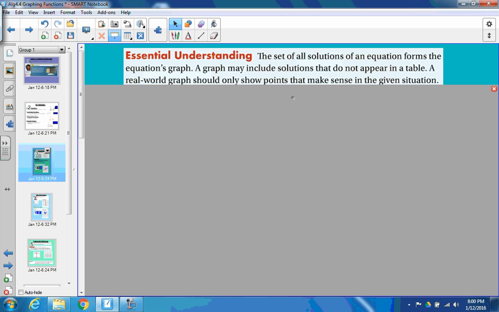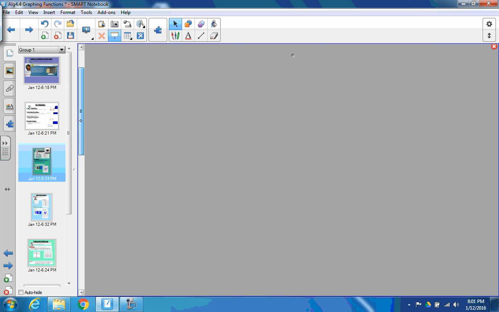So let's start off. Let's just read through something that you need to know, something that kind of helps us understand some of today's stuff. It says the set of all solutions of an equation forms the equation's graph. So all the solutions of an equation would be on the graph, whether it's a line or whatever it would be. A graph may include solutions that do not appear in the table, and that's why we connect the dots because there are solutions between the dots, but we don't have to find every single point because there would be an infinite number of them. A real-world graph should only show points that make sense for the given situation. So that's where maybe sometimes we don't connect the dots.